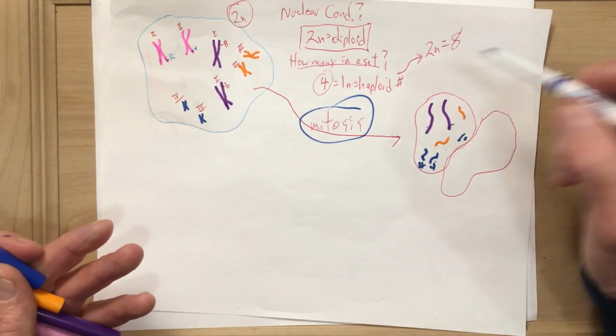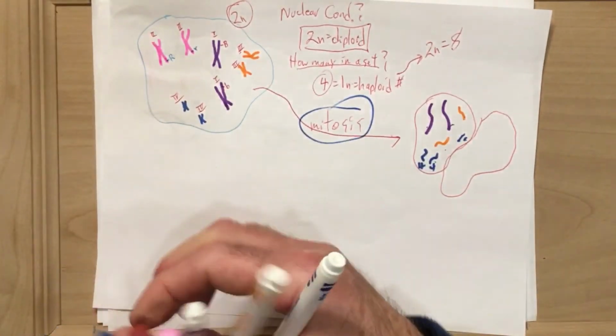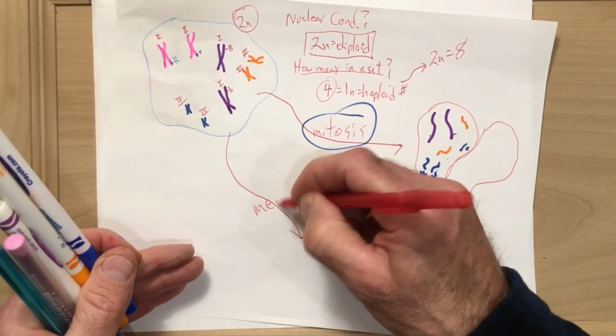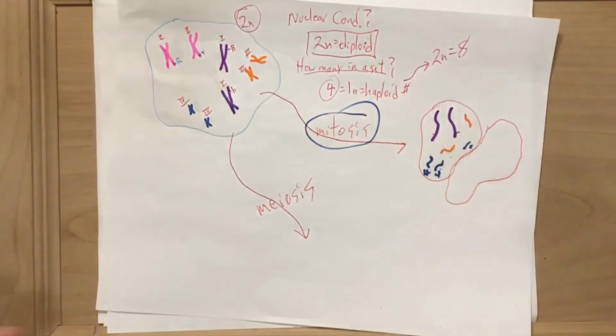Okay? Now let's say that this cell is going to undergo meiosis. I'm going to pause just for a second.